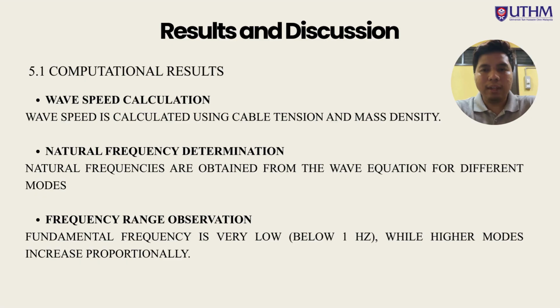In this section, we analyze the vibration of the hoist cable using the one-dimensional wave equation. First, the wave speed was calculated based on the cable tension and linear mass density. Using this wave speed, we determine the natural frequency of the cable for different vibration modes. The result shows that the fundamental frequency lies below 1 Hz, which is expected for long elevator cables. Higher modes increase proportionally with the mode number, confirming the correctness of the analytical model.